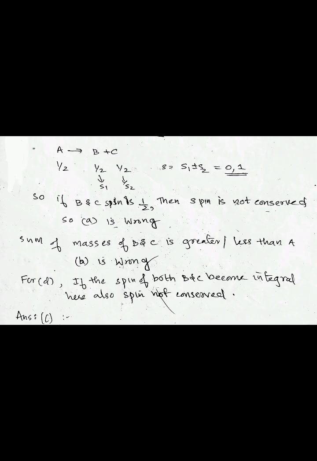Then, the sum of the masses of B and C is greater or less than A. It is not mandatory that it is always greater. So option B is also wrong. Then for option D, if the spin of both B and C become integral, here also the spin is not conserved, because if B and C have integral values, and the spin of A is given as half, then it doesn't match. So the LHS and RHS don't match.